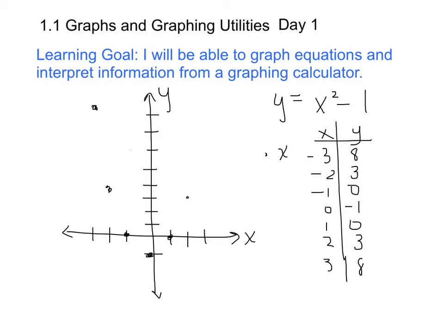And if you notice, this is the shape of a parabola. And then you're done. Okay, when you see the word graphing utility, that means usually with your graphing calculator.